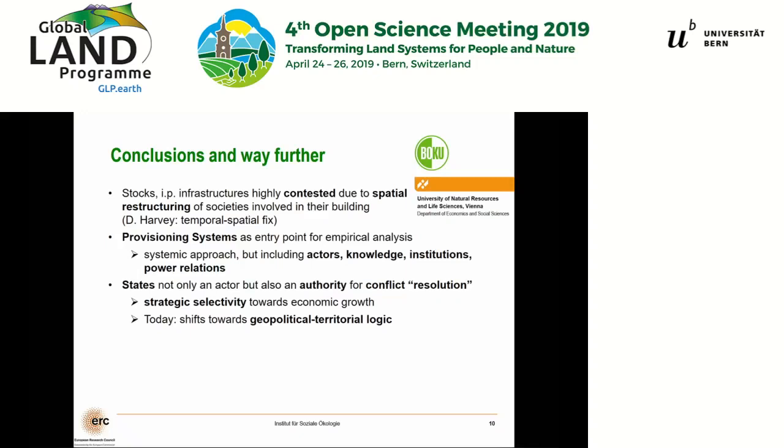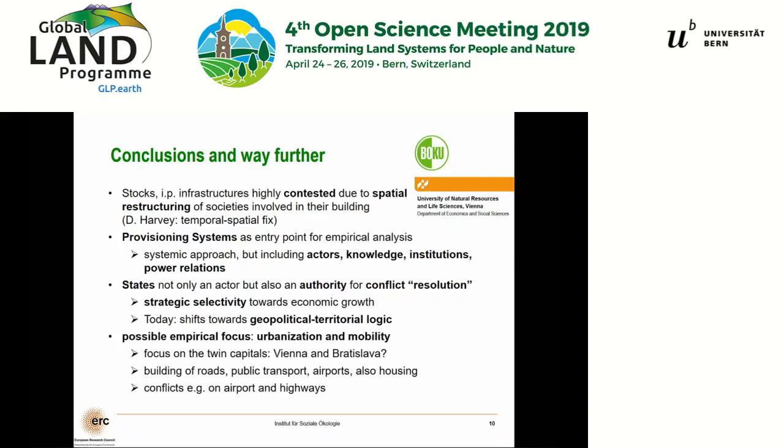But unfortunately, as I said in the beginning, we are only at the beginning of analyzing this. We had intensive debates about what could be a good example. And we are thinking about providing the link between urbanization and mobility and focusing on twin cities, twin capitals like Vienna and Bratislava. Maybe this is not a final decision, but we think there are very interesting conflicts involved. For example, we have the conflicts on Vienna Airport, but we also have conflicts on the construction of highways and the conflicts between highways and protection areas and so on.